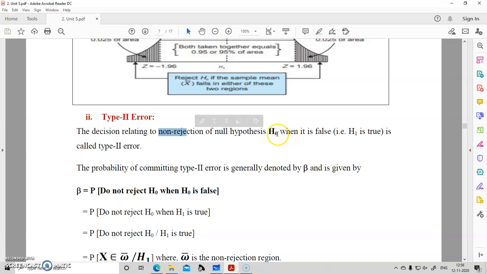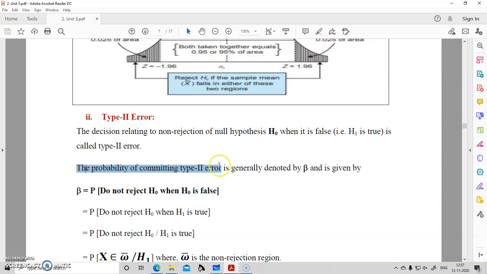What is the true scenario? H0 is false. That is the true scenario. But what did we do? Non-rejection. We are not rejecting it. We should reject it, because it is false. But in the decision, we made a mistake. What did we do? We did not reject it. Therefore, we committed the mistake. The probability of committing this is known as a type 2 error or beta error.